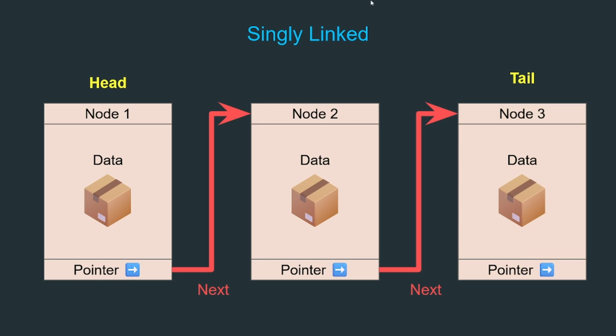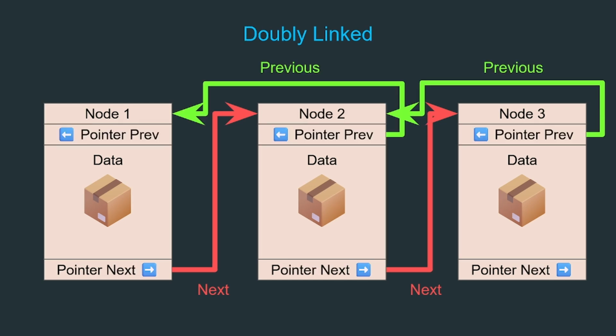This here is an example of a singly linked list, because each node is only connected to another node via one pointer. Here is an example of a doubly linked list. It's called doubly linked because each node has both a previous pointer that points to the previous node and a next pointer which points to the next node.